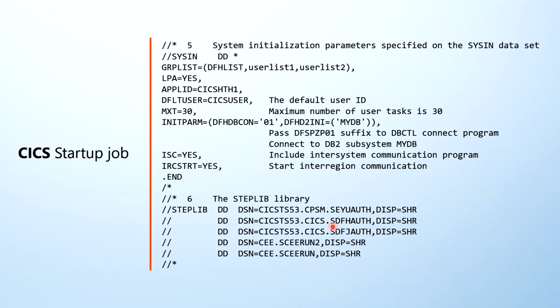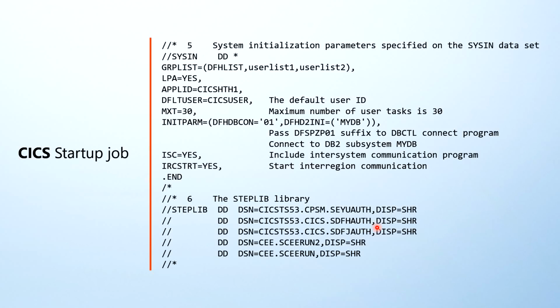Okay, and you have SDFHAUTH, and for Java work you have SDFJAUTH. But with the latest releases of CICS, I think they are merging SDFHAUTH and SDFJAUTH, so you don't need SDFJAUTH anymore. So you just code SDFHAUTH, and even your JCICS modules will be present in that.